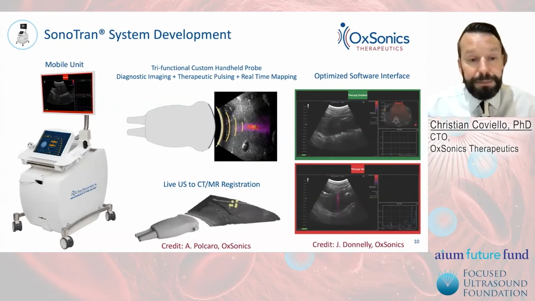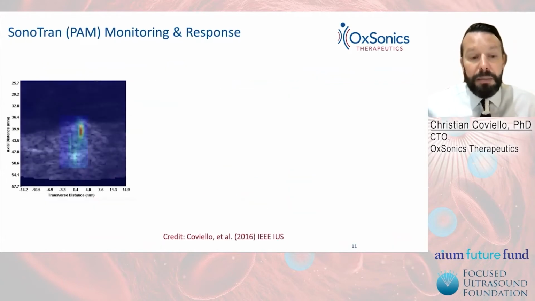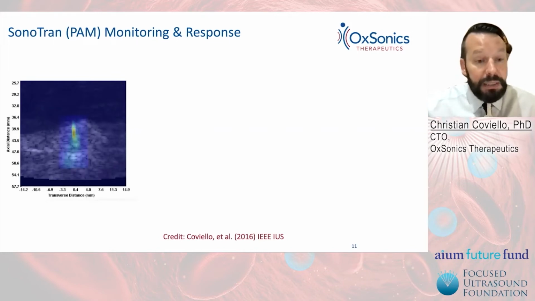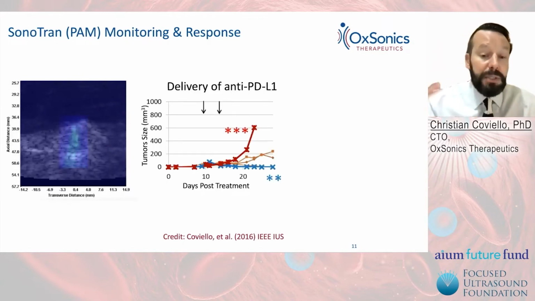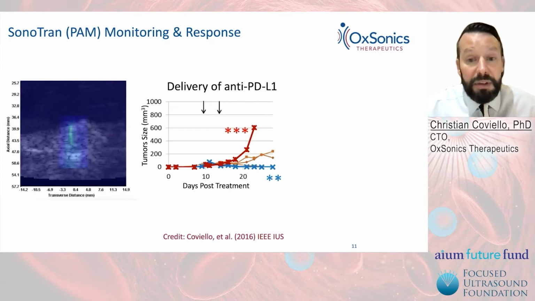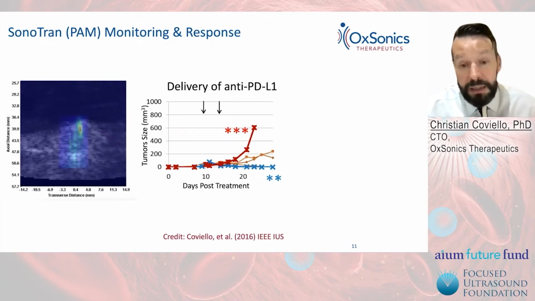Now I'll talk about coupling cavitation to efficacy, and Cameron Smith gave a great talk about this last week. One of the things we would like the community to continue to push is coupling cavitation dose to some kind of effect. Here we see an example where we're causing PAM. This is in a murine tumor as we're treating, and in this particular case, we were trying to deliver anti-PD-L1 antibody to these mice.